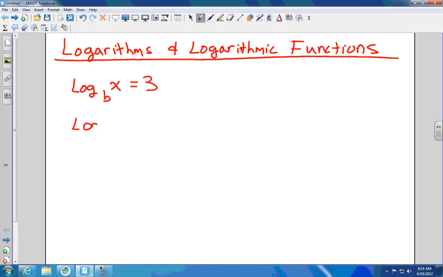You could have log base 2 of 4 equals 6. That's not a correct logarithm, but that's just another example of how you read log base 2 of 4 equals 6. So that is in logarithmic form. Obviously, if you see a log in there, then you should know that's in logarithmic form. Exponential form will not have that. So if we look at example 1 there, it says write each in exponential form.